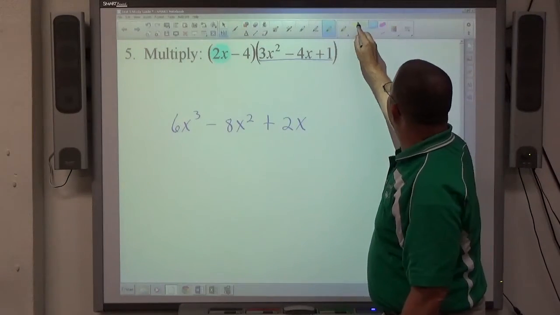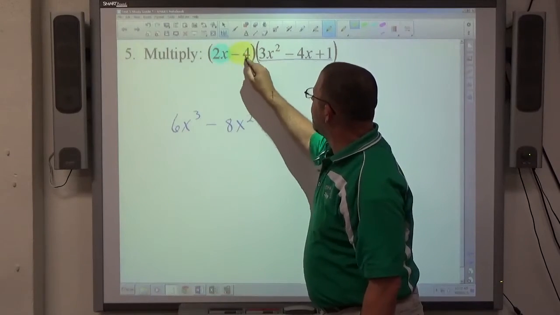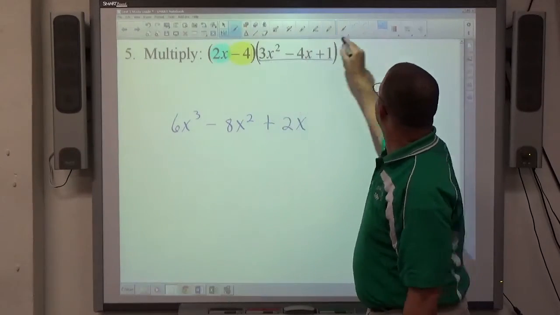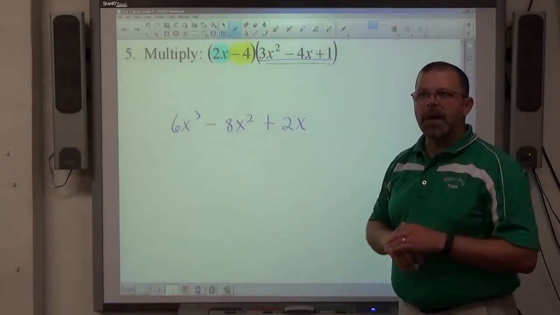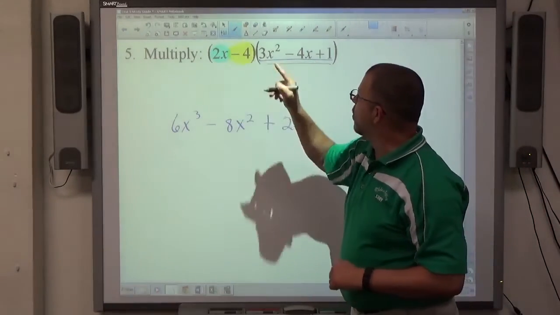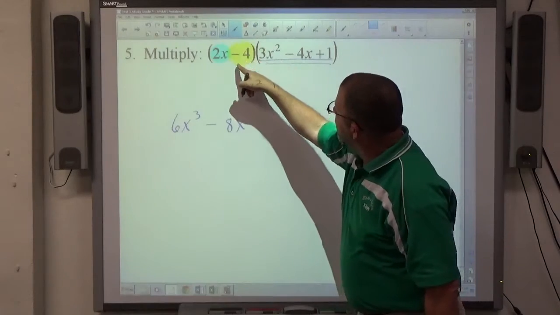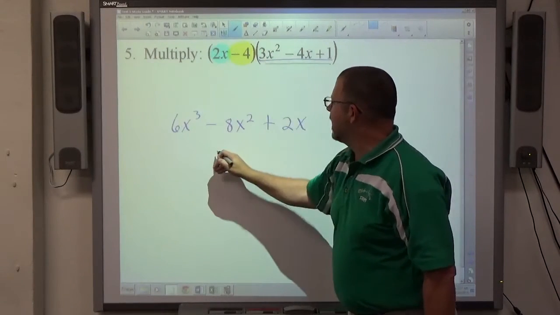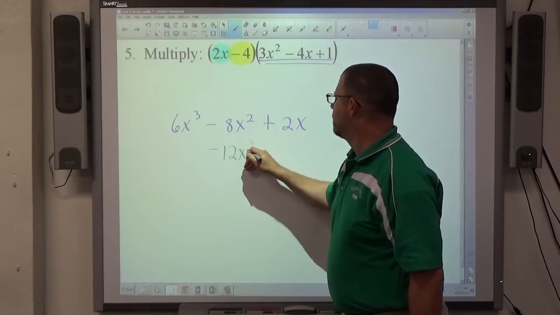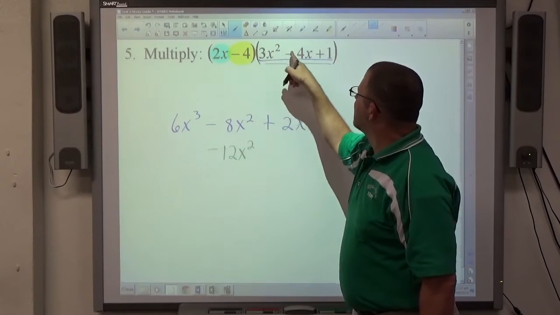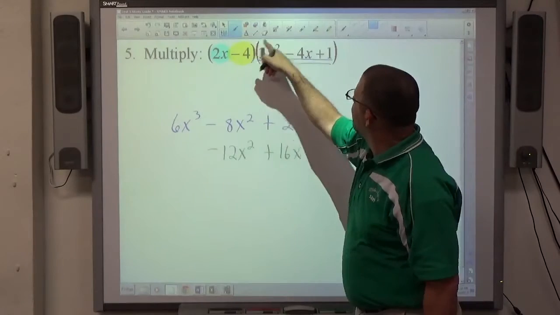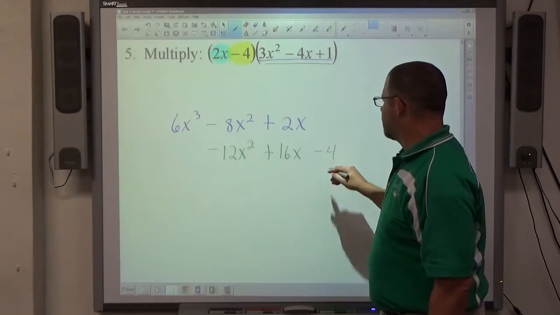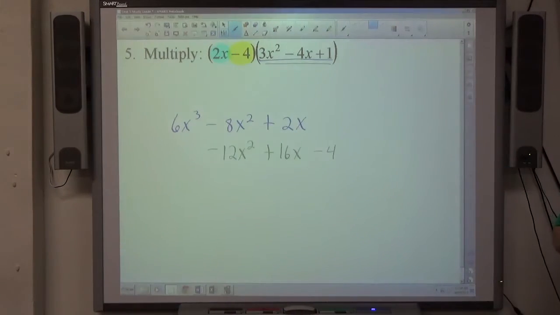Then I'm going to take this object, which is negative 4, and multiply it by the entire second parenthesis. Being careful about signs when I do it, this is a negative 4 being multiplied through. Negative 4 times positive 3x makes negative 12x squared. Negative 4 times negative 4x makes positive 16x. Negative 4 times positive 1 makes negative 4. Okay, so we get a total of 6 multiplications.